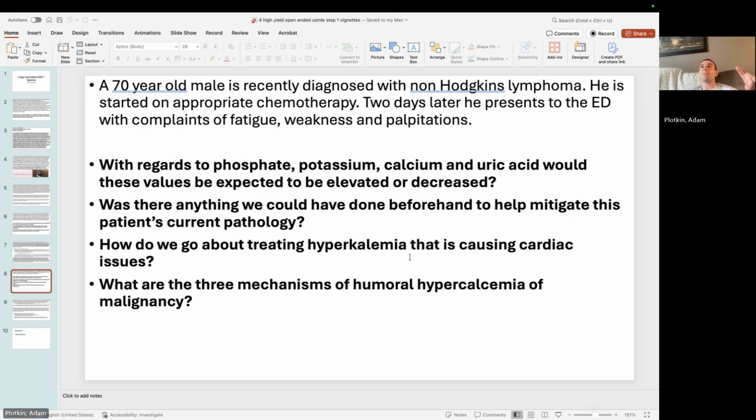All right. PTHrP acts exactly the same, but it has no impact on activation of 1-alpha hydroxylase. Small point, I doubt they would ever ask that on a board exam, but if you want to be an absolute baddie, I would know that point. If you want to impress me, I would know that point, all right?